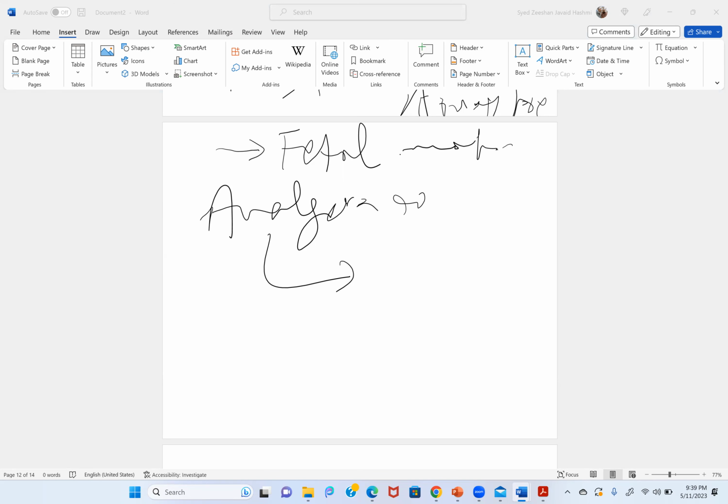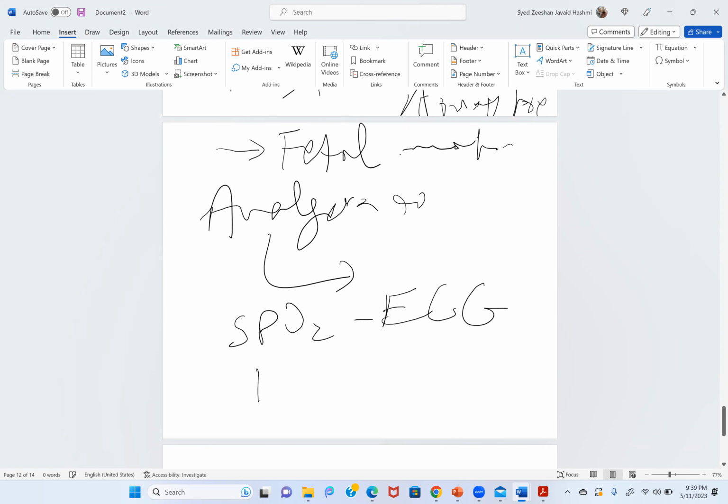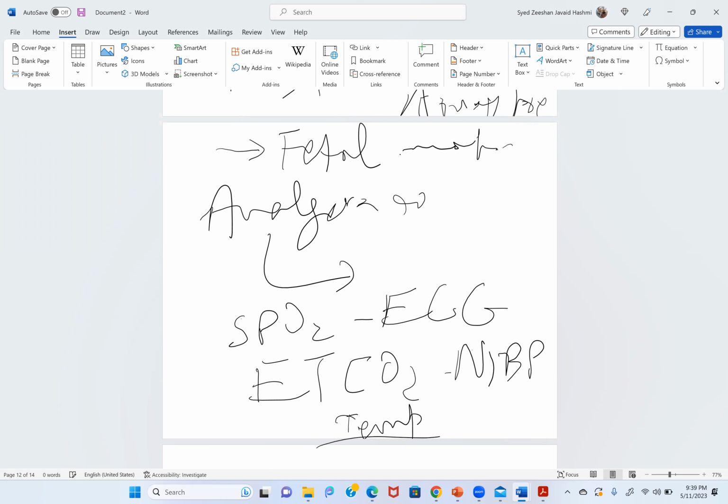What will be the standard 2? Pulse oximeter, electrocardiogram, blood pressure, heart rate, and end-tidal, NIBP. And temperature. Temperature is also in standard 2, if I'm not wrong, just correct me.